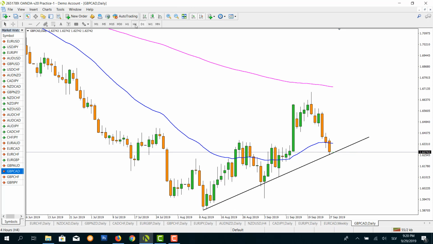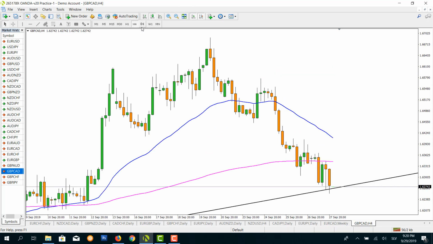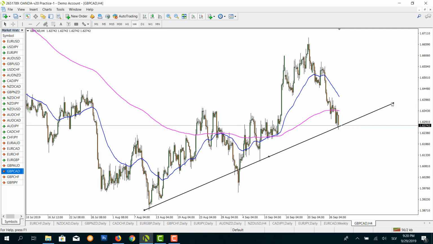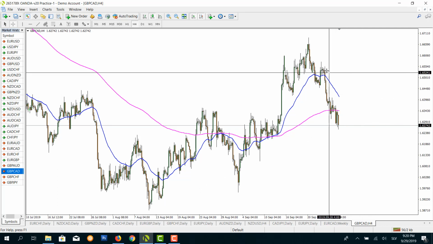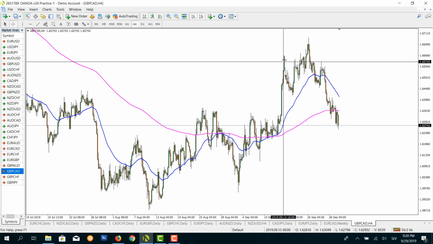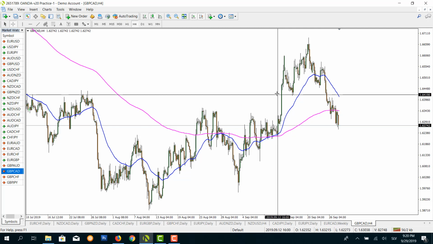Let's take a look on a 4-hourly. It's hard to draw this trend line, yes. This trend line is not relevant at all, okay? Definitely there's some signs of bearishness. Look at that. Some traders would call it head and shoulders, okay?